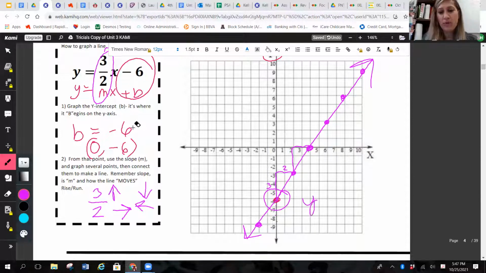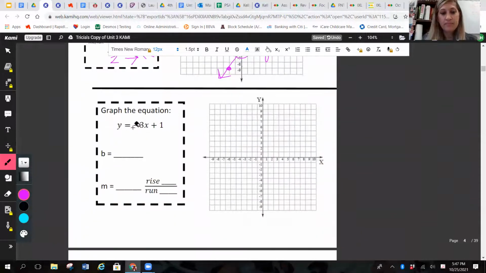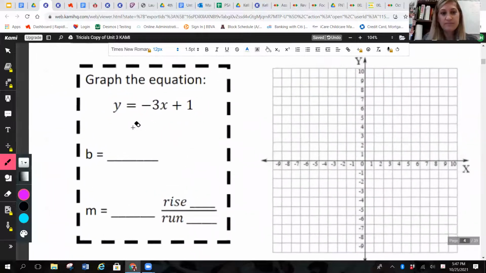Remember, this is my y-intercept. This is my slope going up 3 and over 2. And you have just graphed your very first line. Let's look at the next equation.